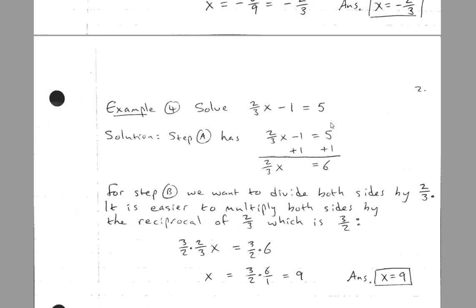So subtract b from both sides. Subtract negative 1 from both sides. That's the same as adding 1 on both sides. So plus 1 here, and plus 1 here. So negative 1 plus 1 is 0. 5 plus 1 is 6. So we get to this equivalent equation. 2/3 times x is equal to 6.